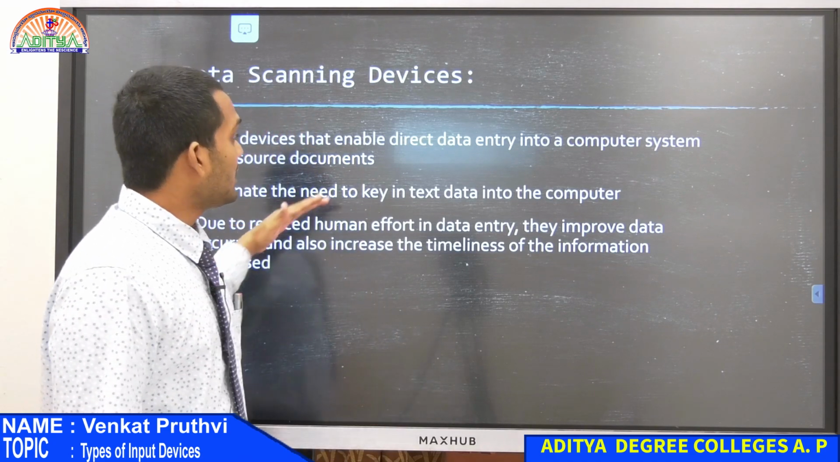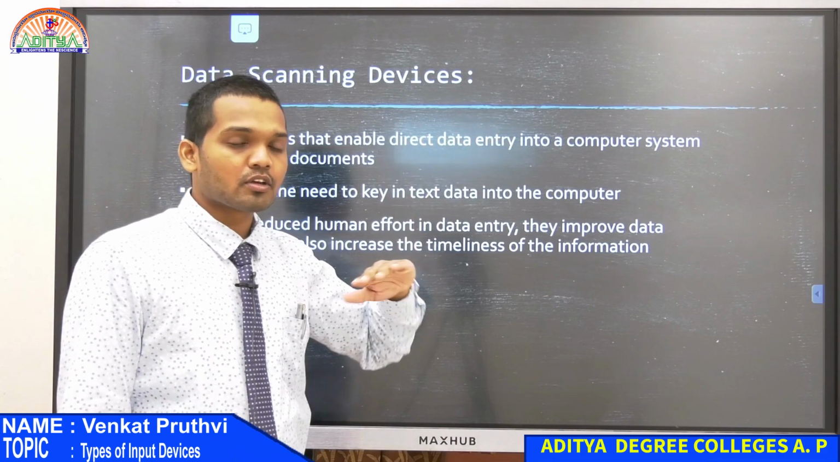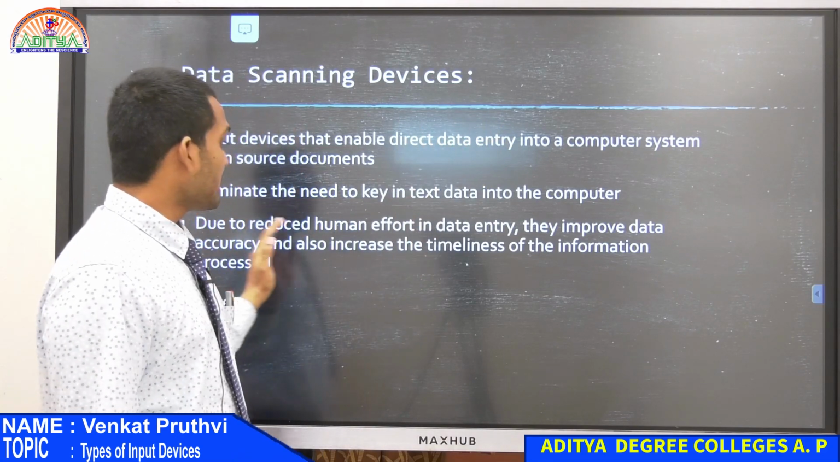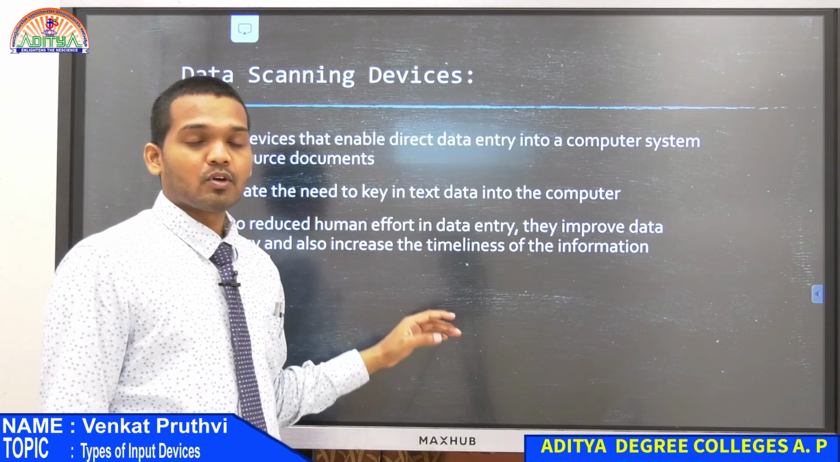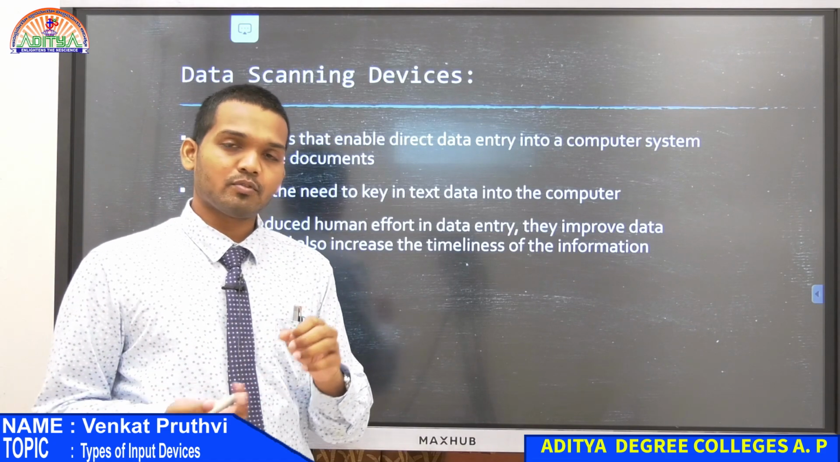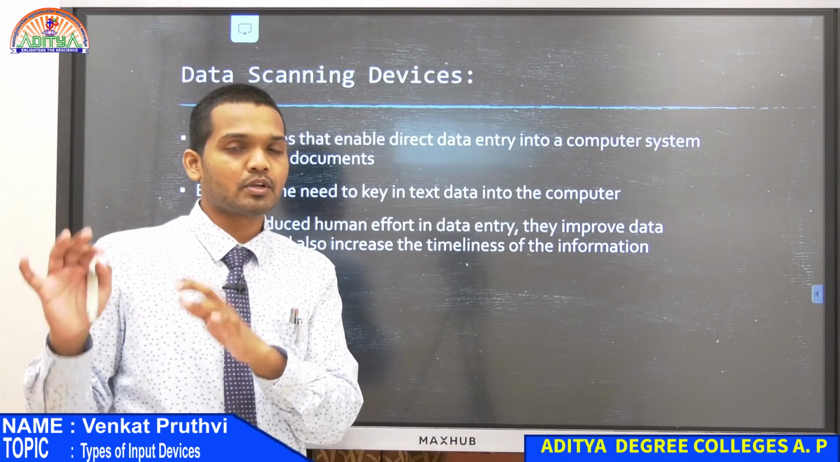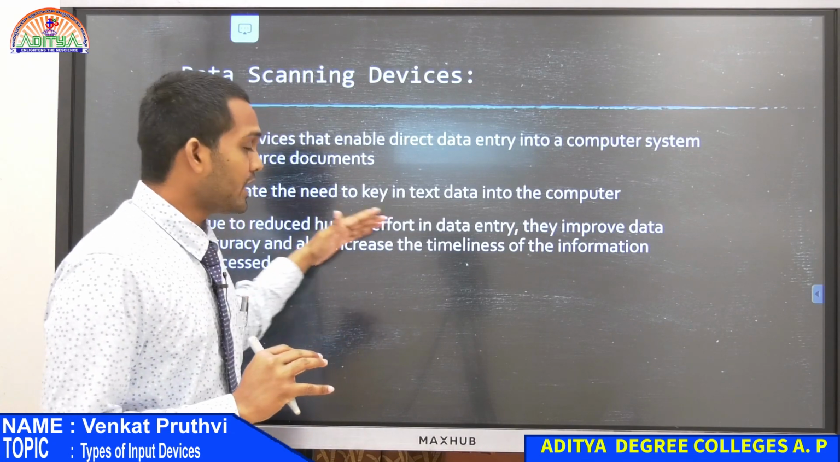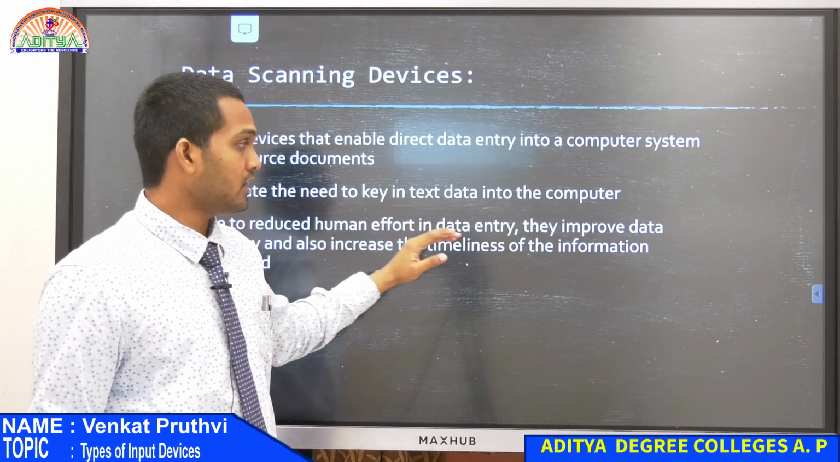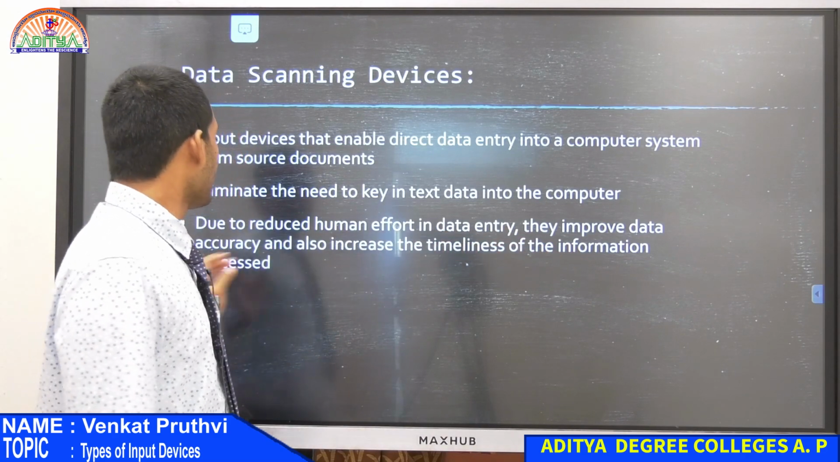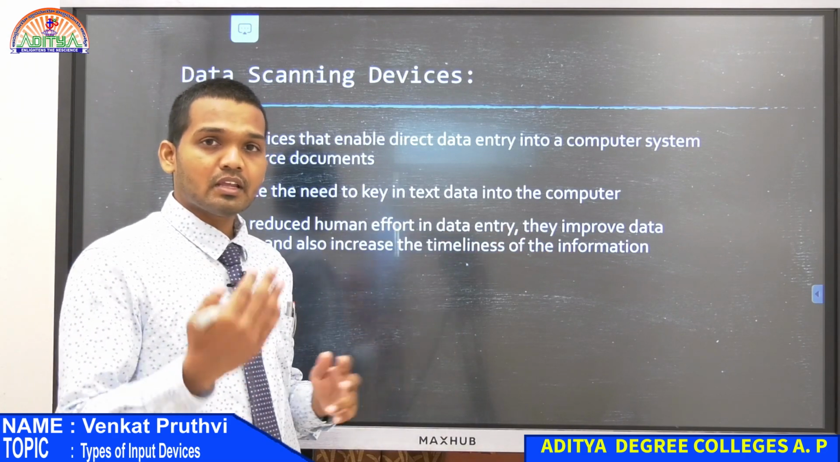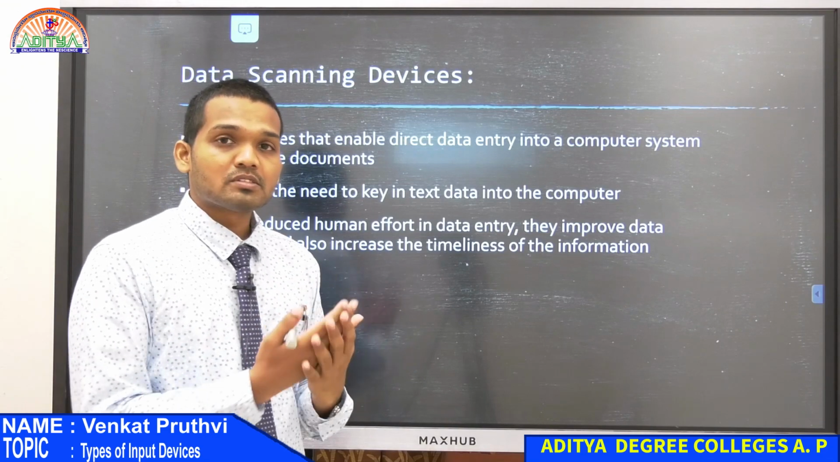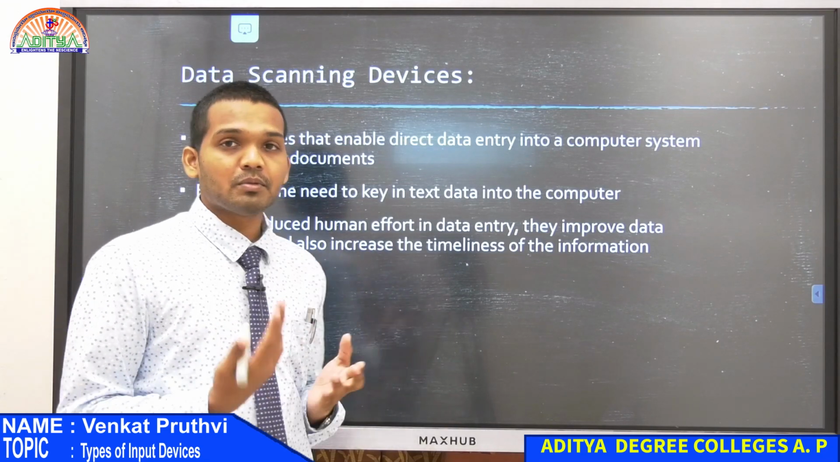So that is why, as we are directly scanning the document into the computer, it is reducing the human effort in data entry. What are we entering? We are only entering the data, right? Whatever name or image that you are trying to put into the computer manually, that is all data. So by reducing the human effort in data entry, they are improving data accuracy. There are very few chances of making mistakes, and the computer doesn't make mistakes.